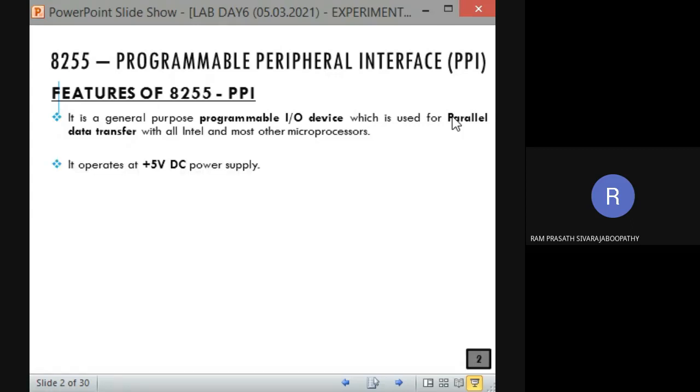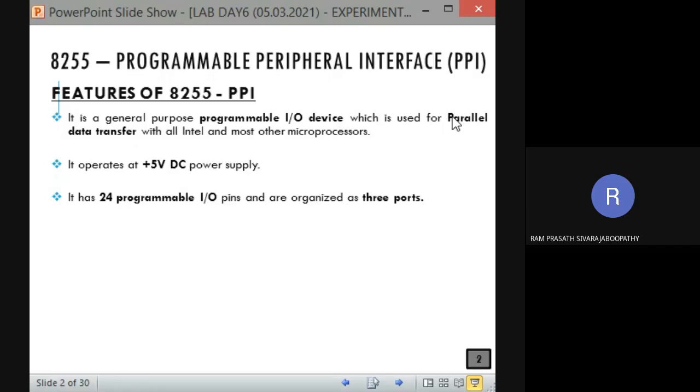So it is operating at plus 5 volt DC power supply. So it is going to have 24 programmable IO pins. Yes, 24 programmable IO pins and are organized as 3 ports.